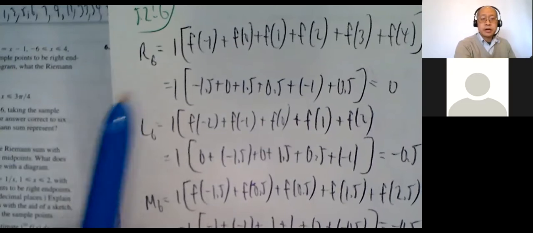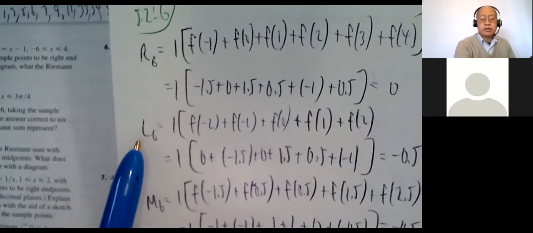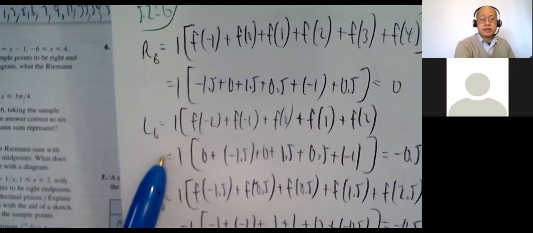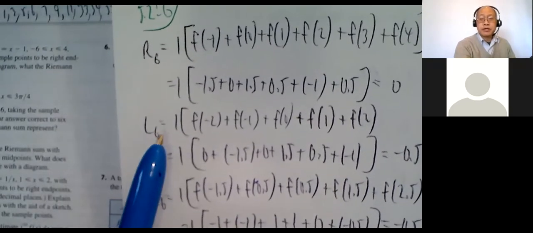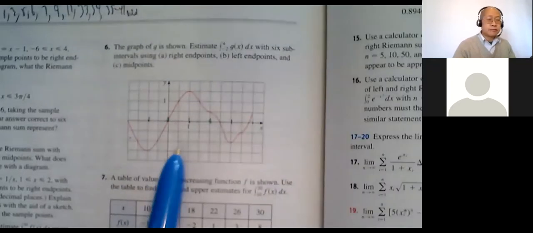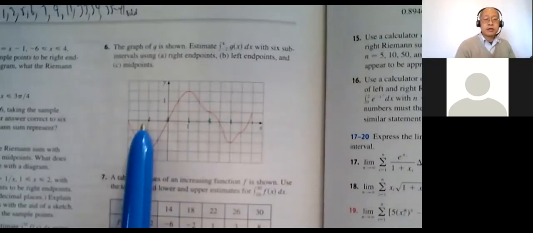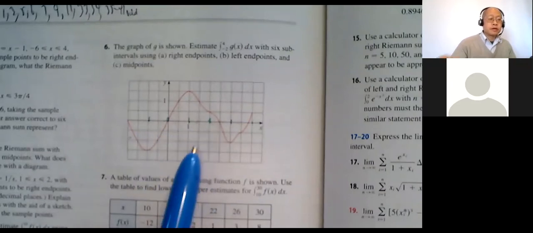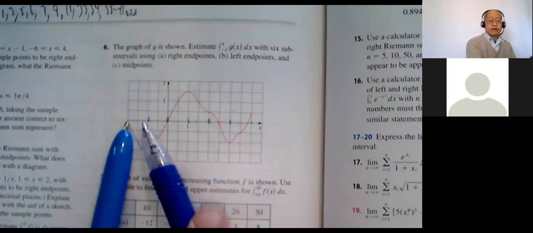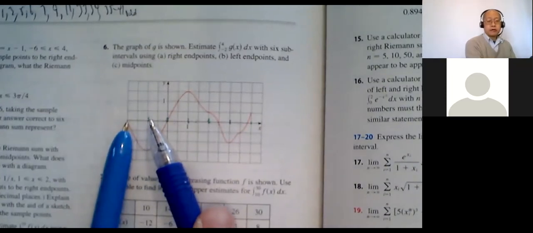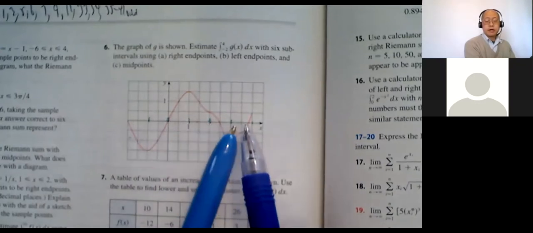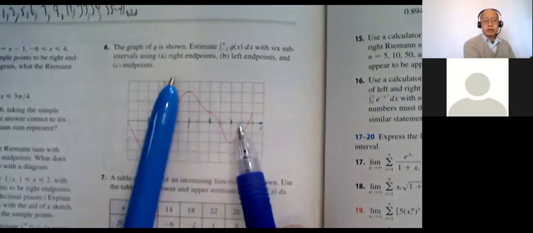Okay, L6. Okay, so what's L, R, and M? L is using left endpoints, R is right endpoints, M is midpoints. The 6 means you're chopping it up into 6 pieces. That's your N. Okay, so the left endpoints are negative 2, negative 1, 0, 1, 2, and 3. Okay, concept again. Here are the subintervals. The length is 1. There to there, there to there, there to there, there to there, there to there, there to there. I just did all the right endpoints, part A.